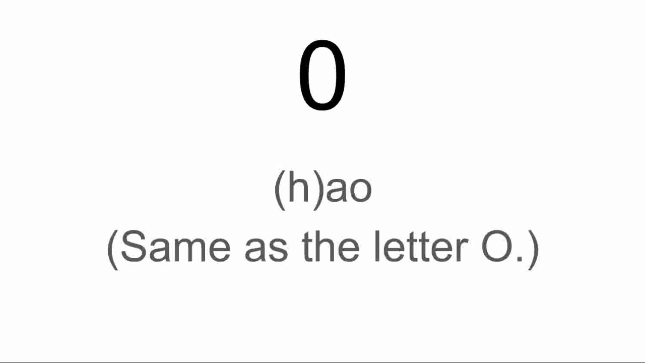The number 0 is pronounced either ow or how. It's pronounced the same as the letter O. Number 1 is pronounced chew. Number 2 is pronounced foo. Number 3 is pronounced who.